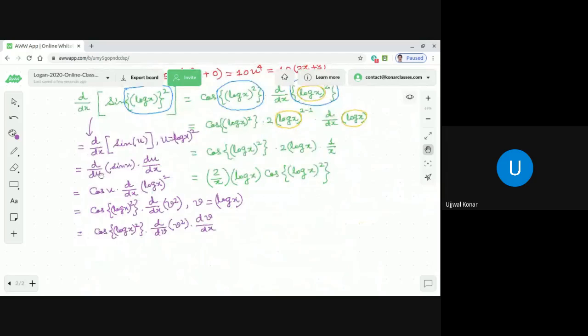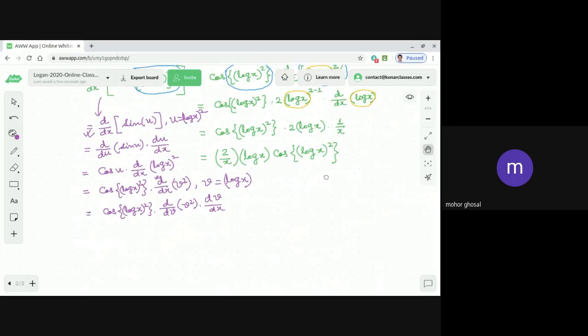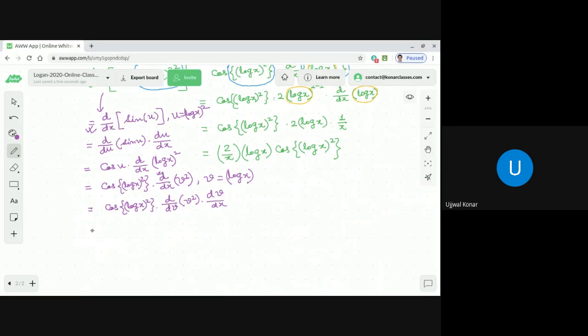The way here we do d dx of sine u, if you look into here, d dx of sine u, what we did? d du of sine u into du dx. Similarly, d dx of v square is d dv of v square into dv dx. Correct or not? Got it. So from here, what can we write?